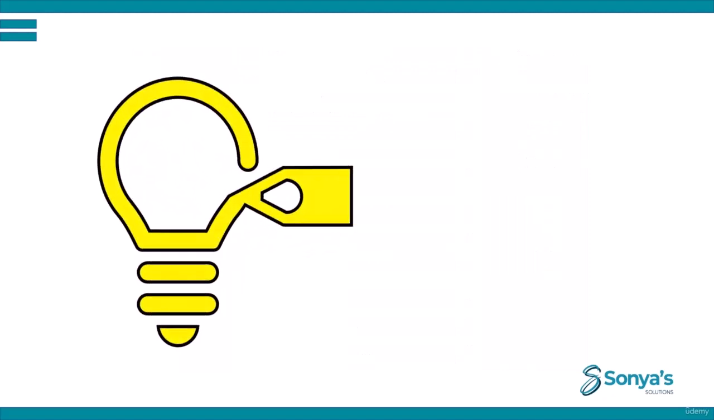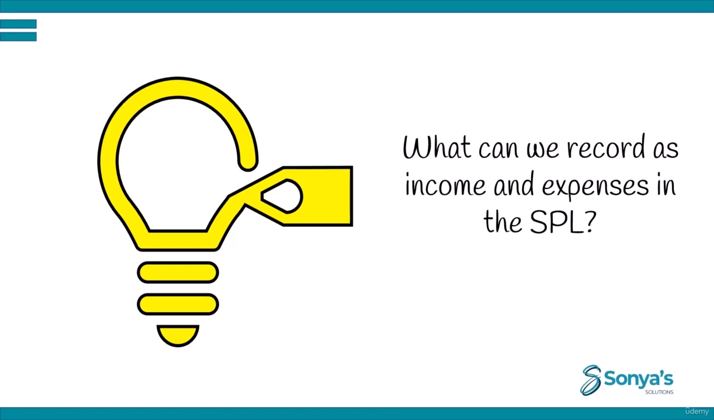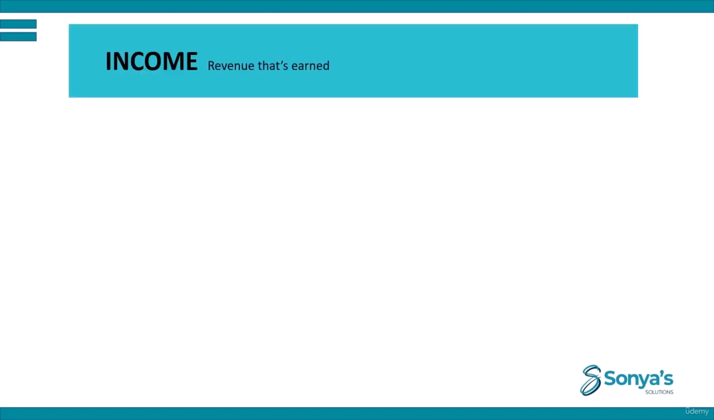For us to be able to accurately process transactions in the double entry bookkeeping system, we need to be able to identify the business's income and expenses, and those that are permitted to be recorded in the statement of profit or loss. Let us start with income.